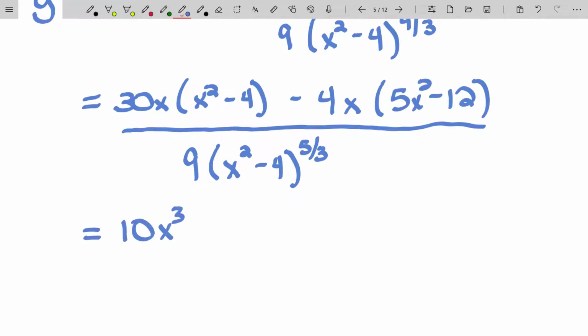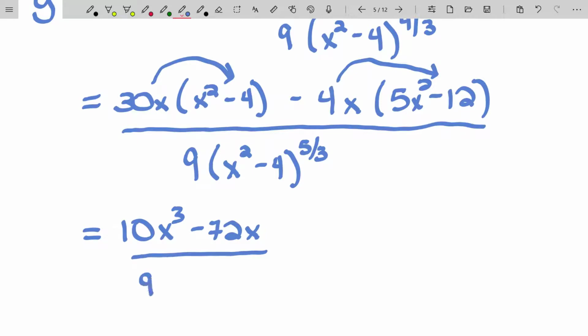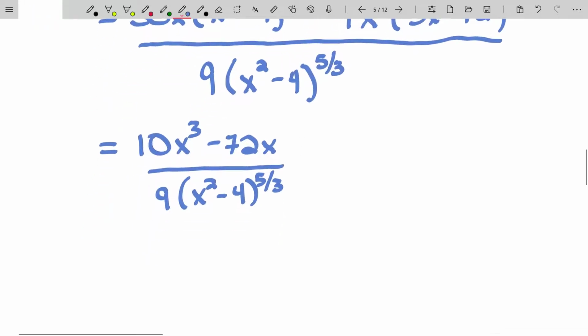And let's see what else we'll get. A negative 120x plus 48x, which is a negative 72x. And this is all over 9 times (x squared minus 4) to the 5/3 power. It's not really going to help me if I want to factor in the numerator yet, so I'm just going to leave it like that for now.